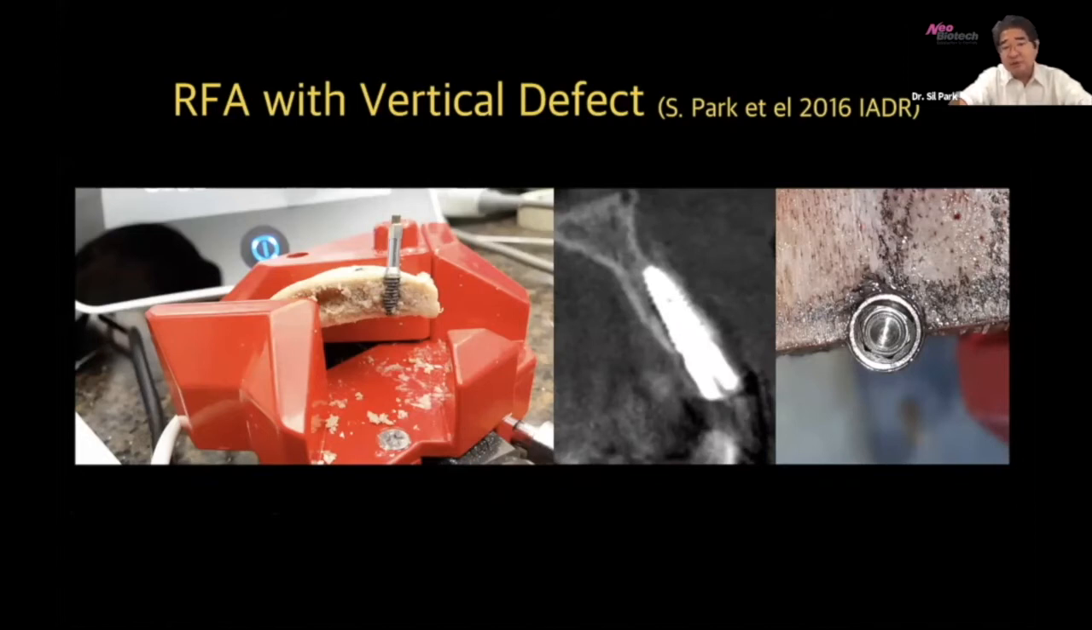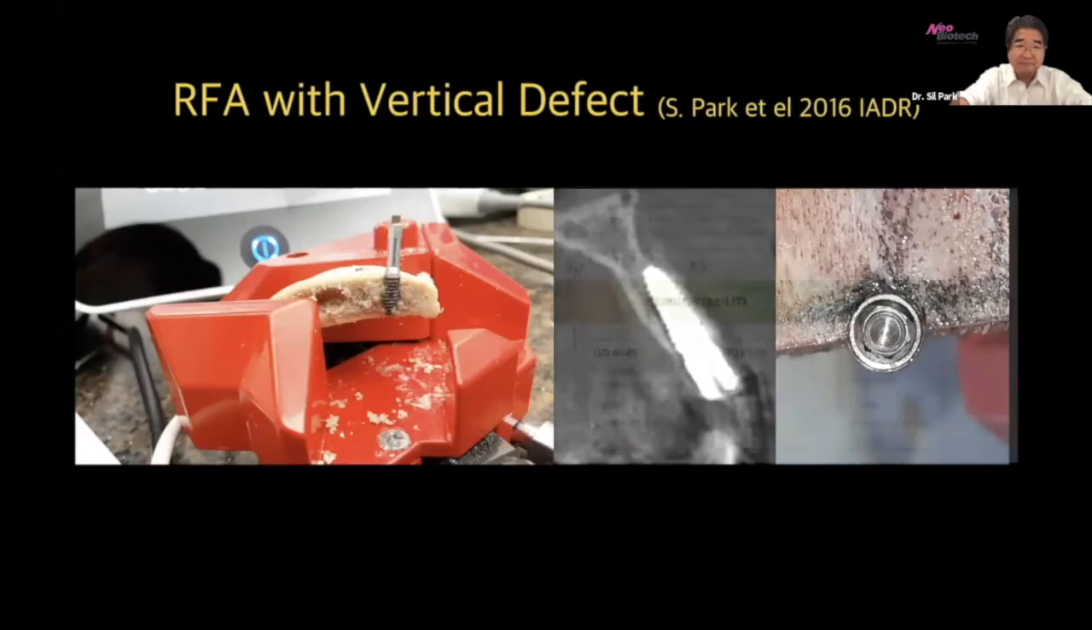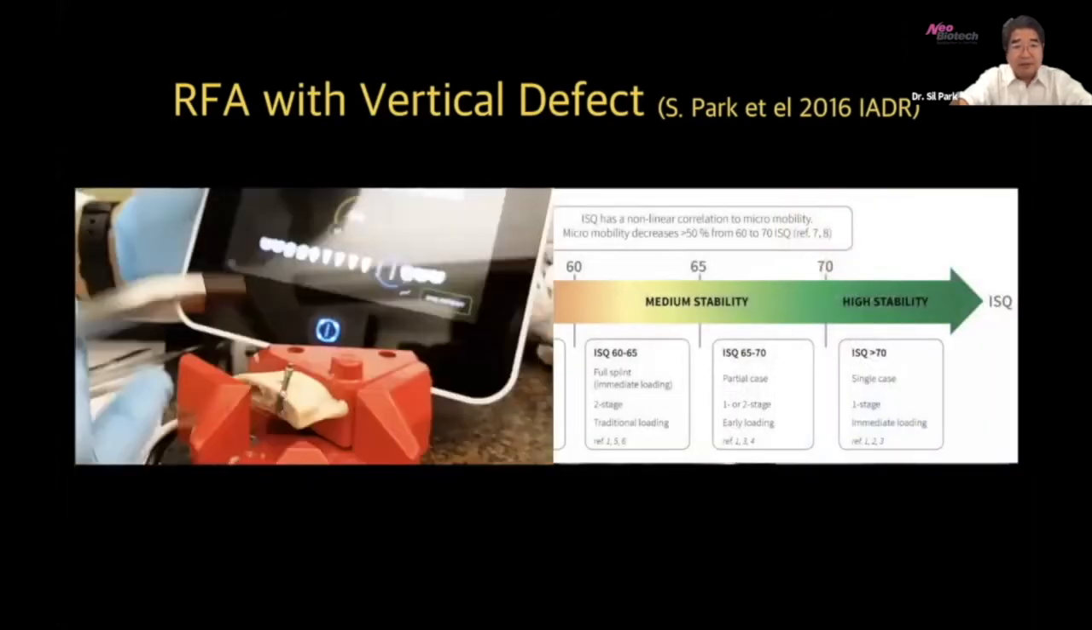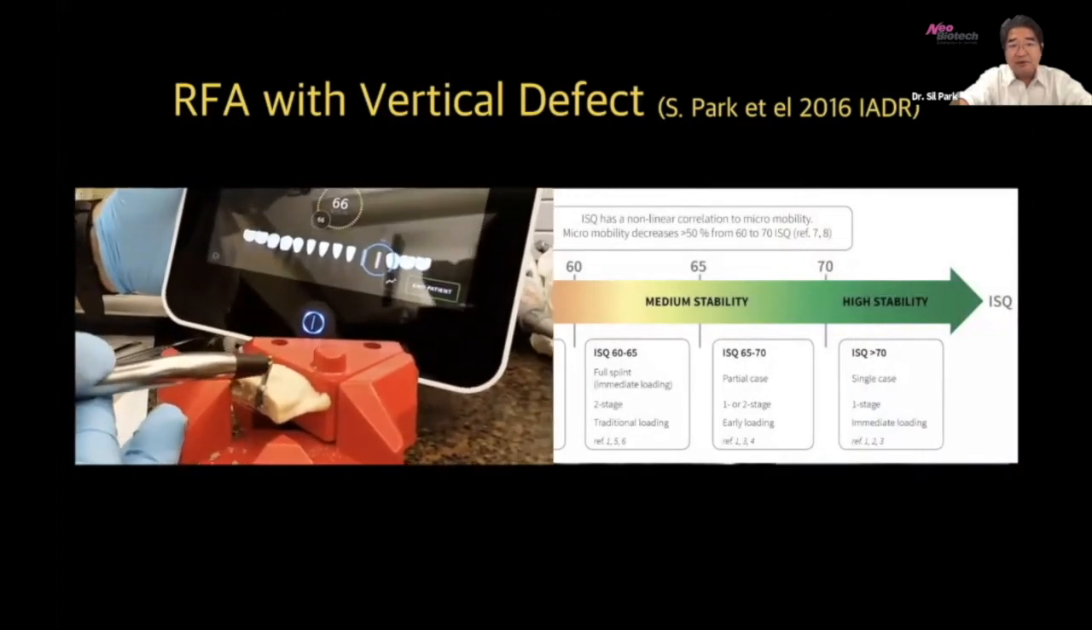So we all know that this implant is really problematic. So I tried to mimic the situation in my research setup, and this is how I did it. So let's share. I placed the implant, and then I put some smart peg, and I'm measuring the ISQ.